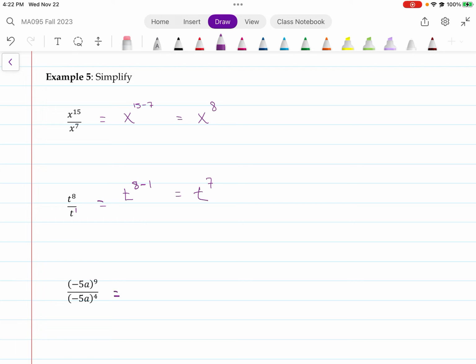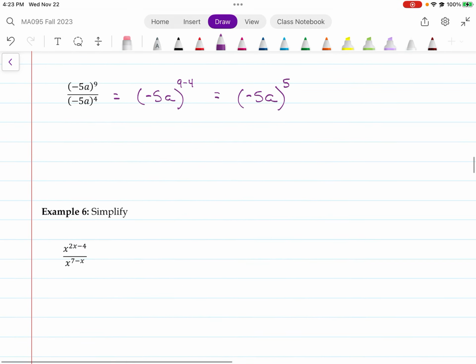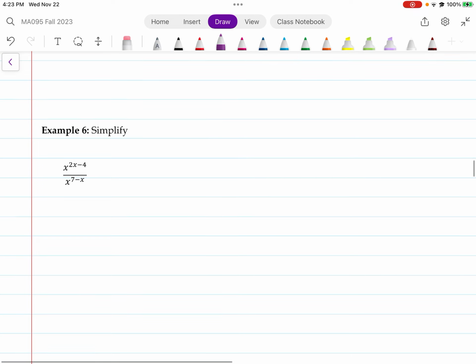The next one, we're not going to mess with the base, just leave it as it is. So we've got negative 5a. And then think about the exponents. So that is 9 minus 4. And you can do that in your head if you'd like, but I just want to show you. Negative 5a to the 5th power. And we're going to leave it like that. So we don't need to take it any further for most of the problems. All right, now try this problem.